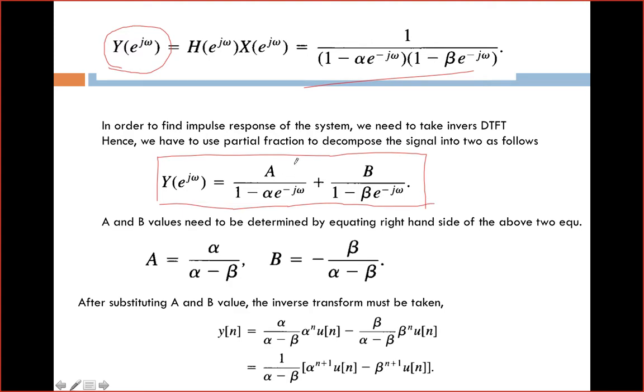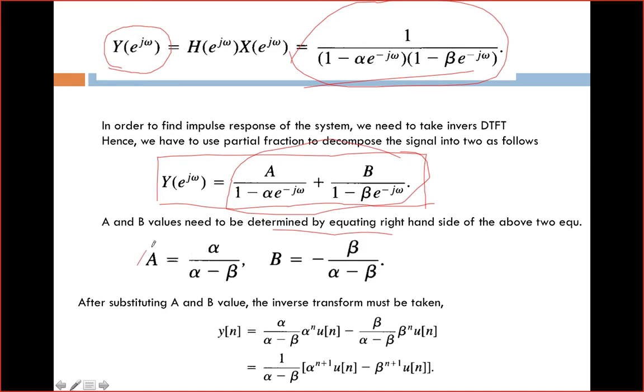I am going to decompose by writing A by 1 minus alpha e power minus j omega plus B by 1 minus beta e power minus j omega. Then we have to find the values of A and B. A and B values need to be determined by equating the right hand side of this equation and this equation. We have to equate these two things and find the values of A and B. I hope you are familiar with partial fractions, and we have done a few problems related to partial fraction in the previous unit module.